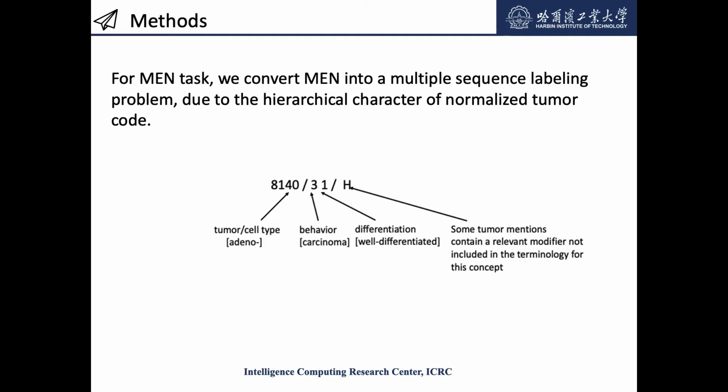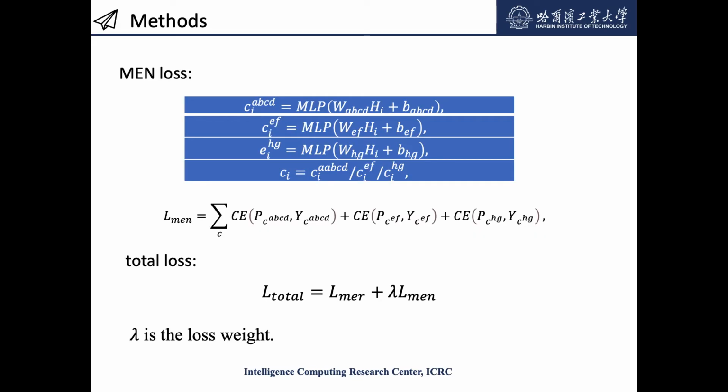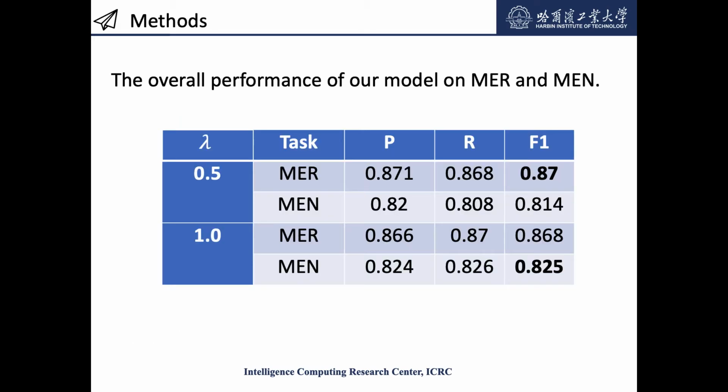We use a sequence labeling method, and each word is classified by 3 classification models. We combine the behavior and differentiation parts as one classification model, and the loss is the sum of each classification model. The total loss is the MER loss and the weighted MEN loss.